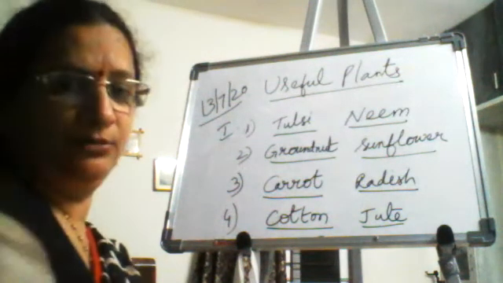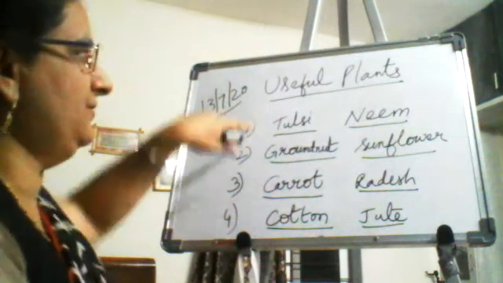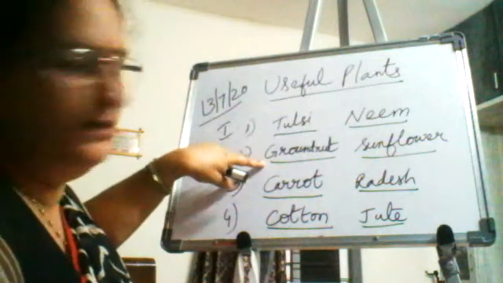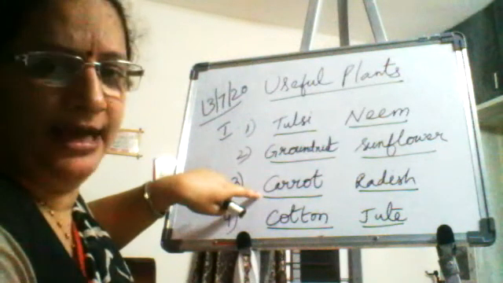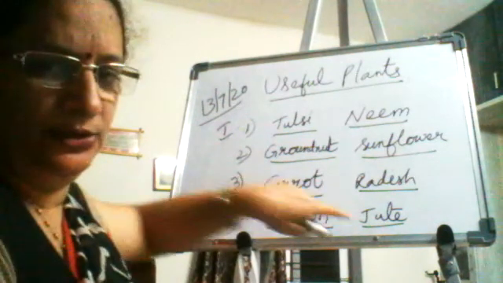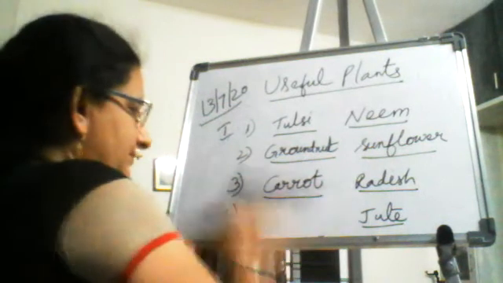Can I rub the board? I hope you must have finished the spellings. The first one is Tulsi, neem. Second one, groundnut, sunflower. Third one, carrot, radish. Fourth one, cotton, jute. And the fifth question is homework.